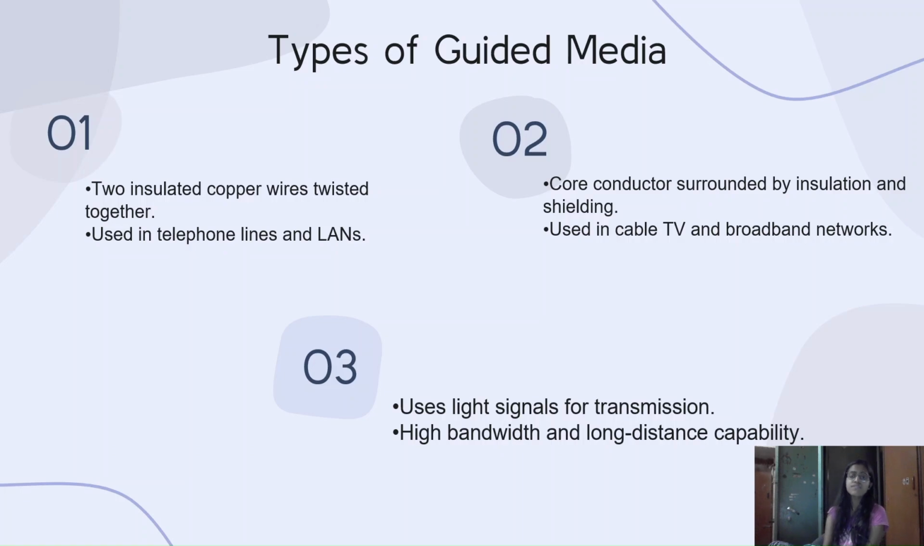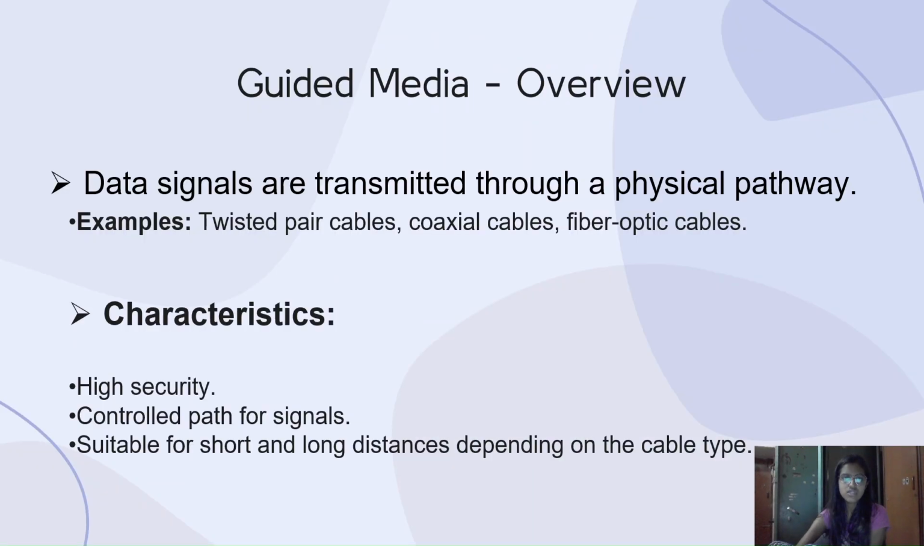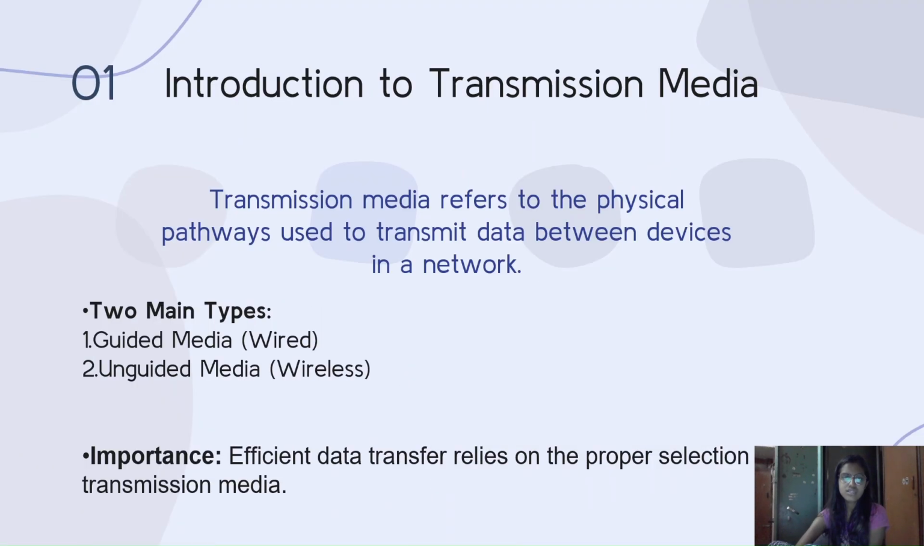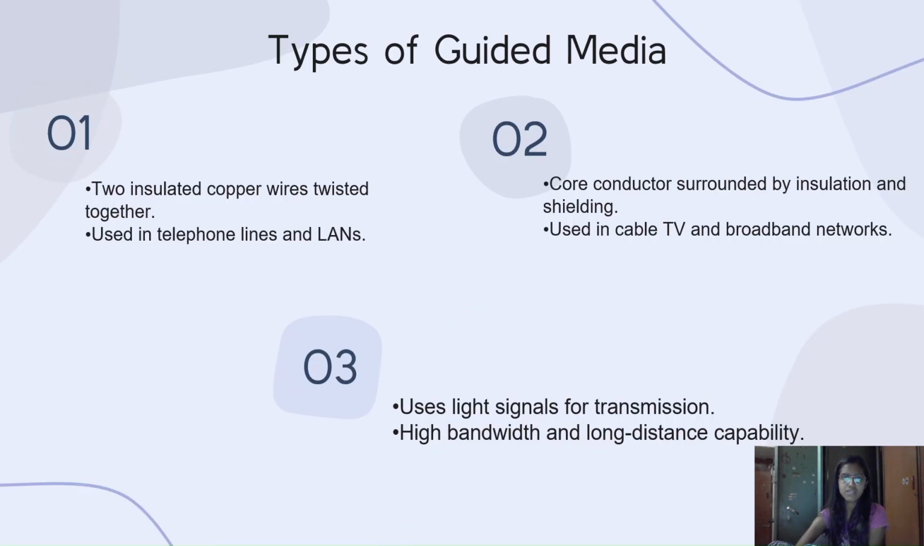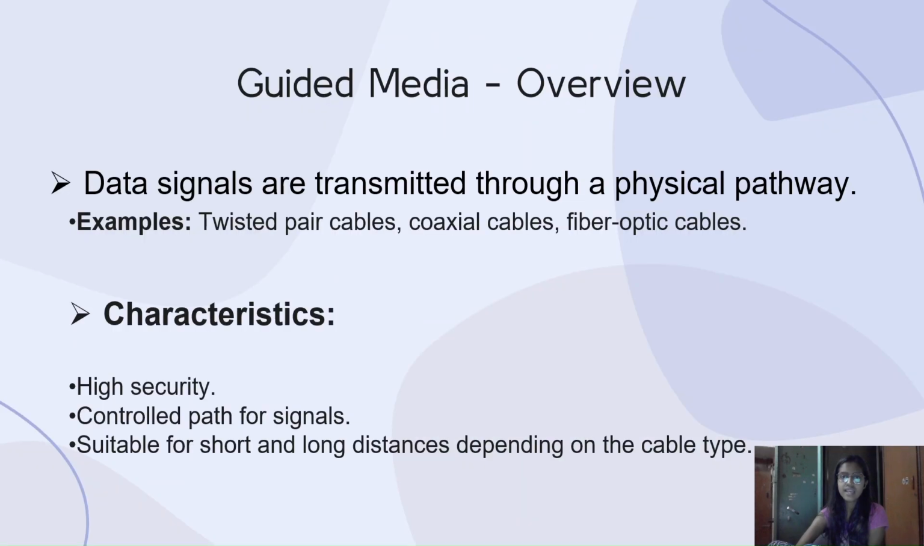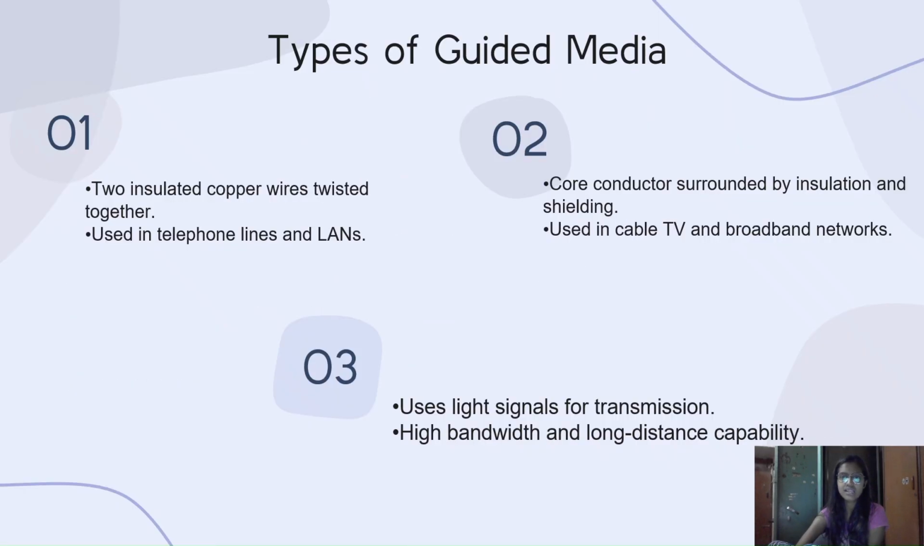So the types of guided media are of three kinds. So the first one, as we saw, was twisted pair cables, wherein two insulated copper wires are twisted together, used in telephone lines and LANs. And the second part is the coaxial cables, wherein a core conductor is surrounded by insulation and shielding. So this is used in cable TV and broadband networks.